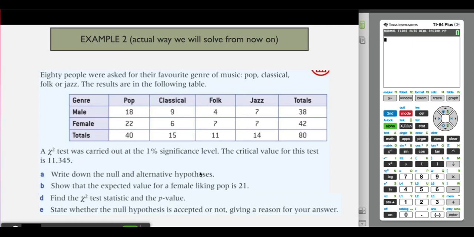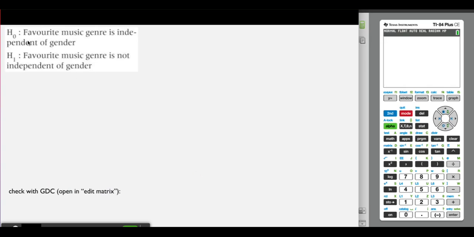Okay, let's start with our null hypothesis. If we're trying to do this test here, we're trying to show whether types of music are independent of gender or not. So we're going to run a chi-squared independence test. The null hypothesis has to be that favorite music genre is independent of gender, while the alternative is going to be that they are not independent, so they're dependent. For part B, they're asking us to find the expected value for female. Now, here's going to be the shortcut.